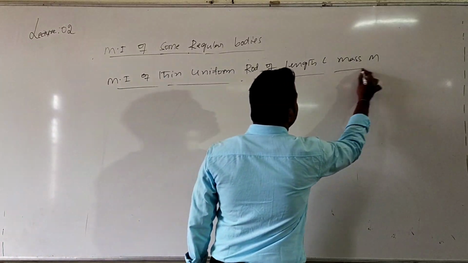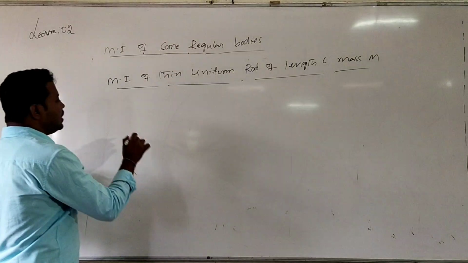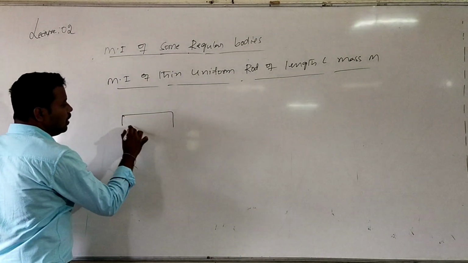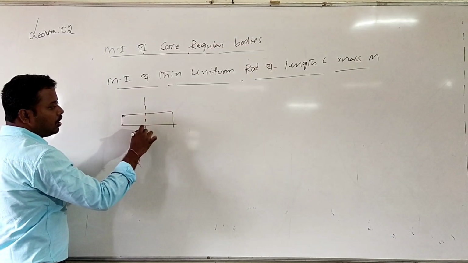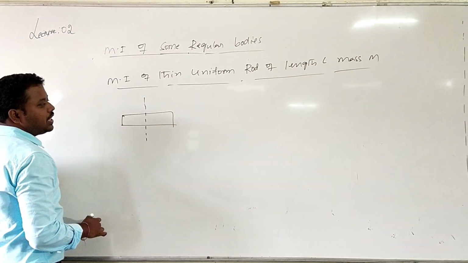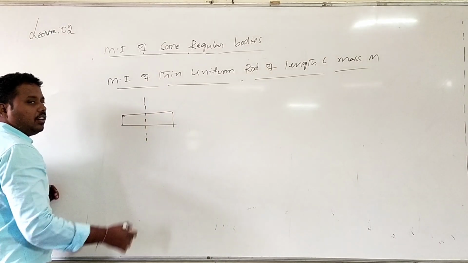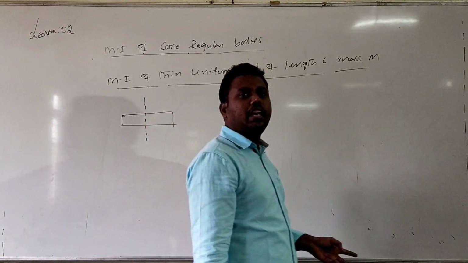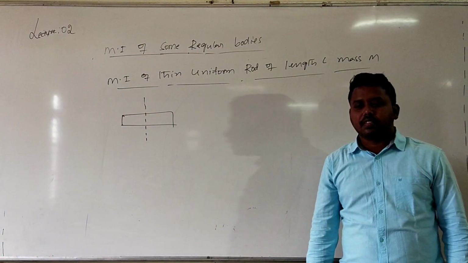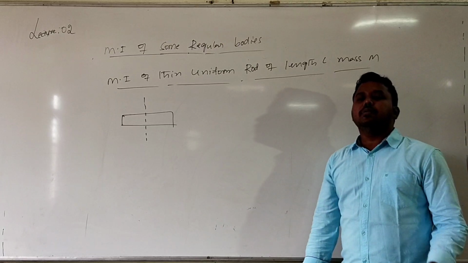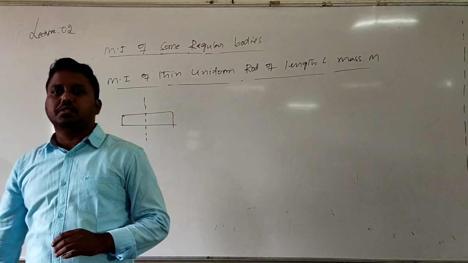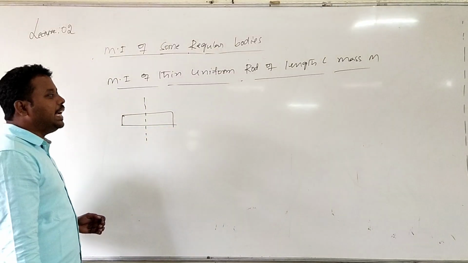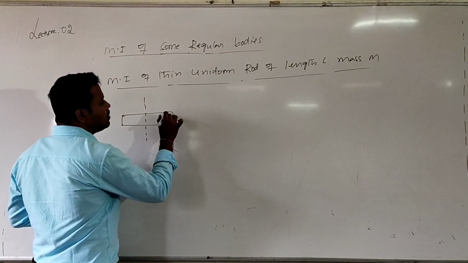Axis of rotation is about an axis passing through center. This is our rod of length L. I want to calculate the moment of inertia of the rod about an axis passing through center. This axis divides the rod into two equal parts of length L by 2. So to calculate the moment of inertia, the uniform rod has uniform mass distribution, then we can go with the integration. Okay, we will use integration.